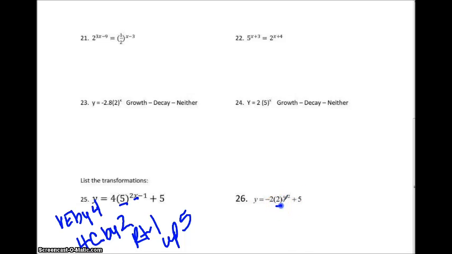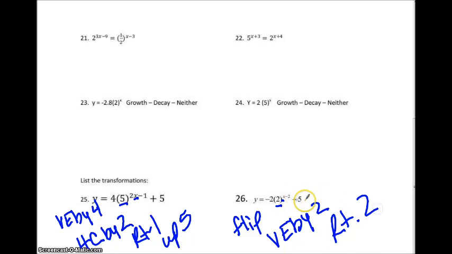26, your original is 2 to the x, so negative is going to make it flip. 2 at the front is a vertical expansion by 2. The x minus 2 is going to send it to the right 2, and plus 5 at the end is going to send it up 5.